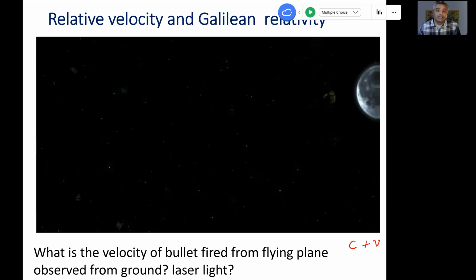It was the speed of the truck plus the speed of the baseball. So speed of truck and speed of the baseball. Now for the light, we call the speed c. So that's the light, and that's the speed of, let's say, the plane. So that's what we get based on the classical theory or the Galilean theory of relativity.